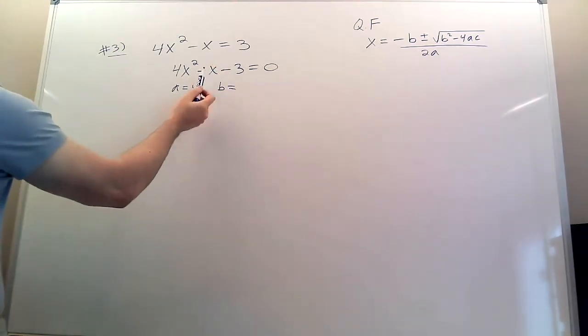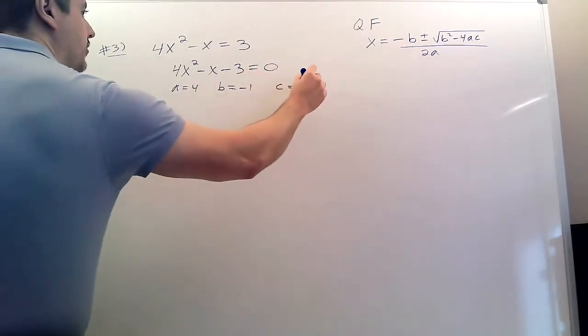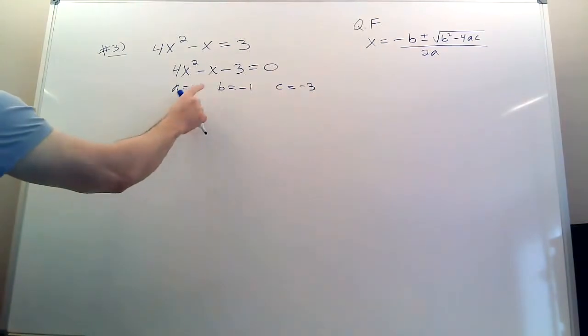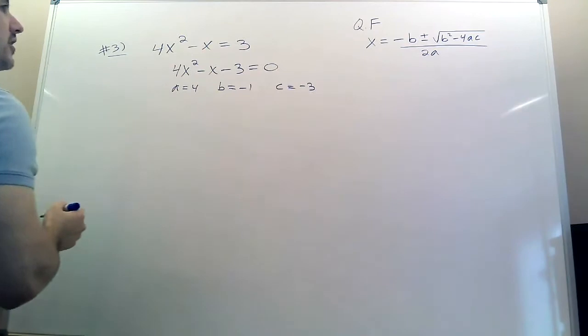There's nothing in front of the x. There's a -1 in front of the x. And c is the number all by itself. Number in front of x squared, number in front of the x, which is -1, right? There's an invisible 1 there. And then the c is -3.